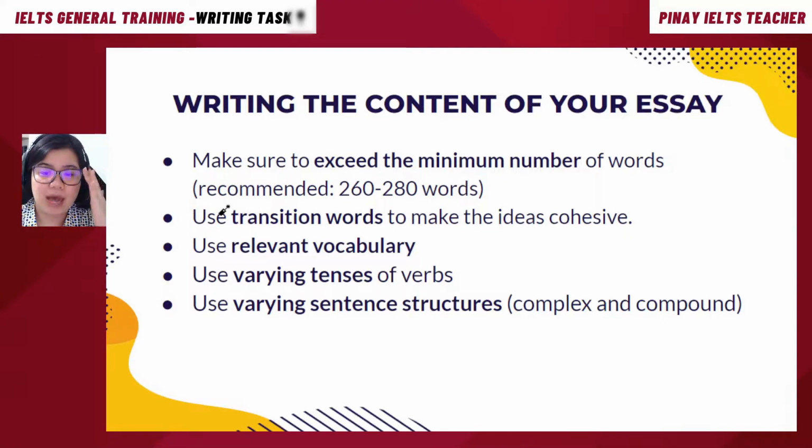Now, you want to use transition words to make your ideas cohesive. You want to use relevant vocabulary, not just any vocabulary, but ones that will support your idea for the given topic. Now, to show grammar range, we need to show varying tenses of verbs, your past tense, present tense, future tenses, and also a variation in your sentence structure, from simple, complex, and compound. Now, if you don't know these things, I highly suggest you research them. You really need to have that on the dot. You have to nail it down to have a high score in your writing, or you might want to watch my earlier videos that talk about these more.